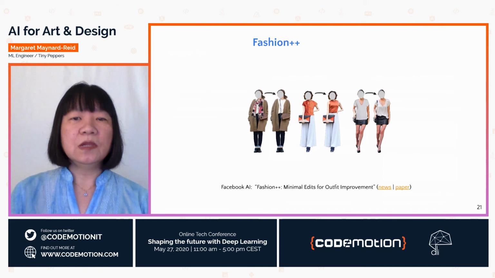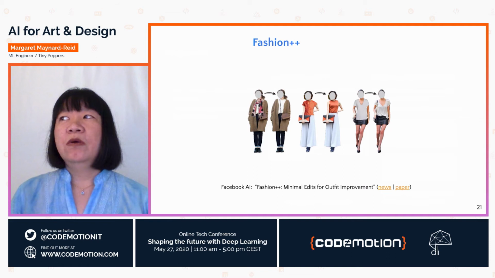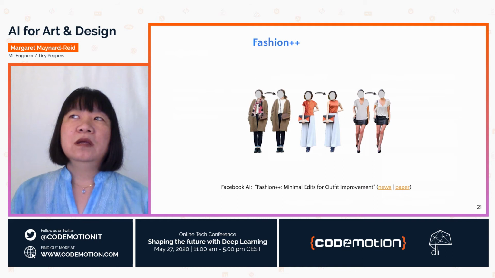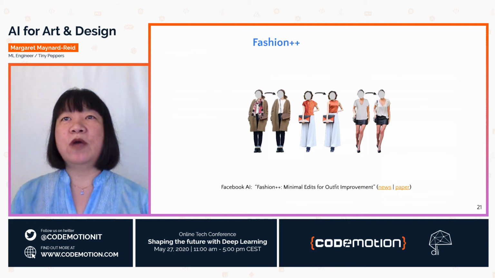In 2019, Facebook AI came up with Fashion++, which is capable of recommending fashion changes. Notice that the previous examples I gave, whether image-to-image translation or text-to-image, were basically just generating images. Fashion++ takes it one step further. Not only is it generating fashion images, but it also has some sort of sense of whether the changes in the image are fashionable or not.